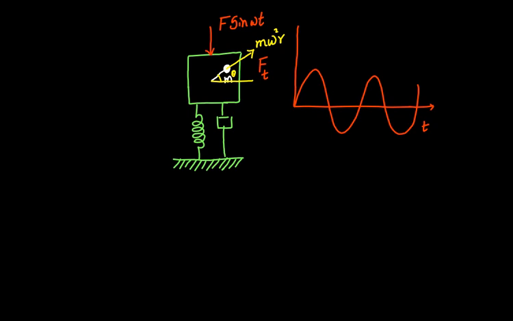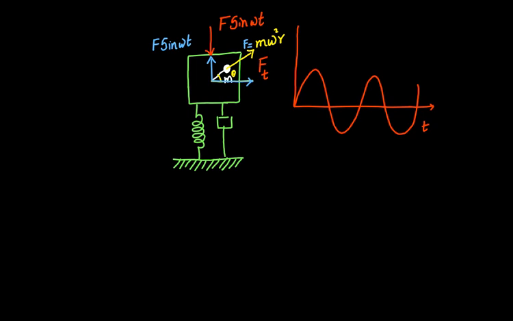If you resolve this force into two components, one along the x direction and another along the y direction, what is the magnitude of the force along the y direction? Maybe you can call this force F, which is m into omega squared into r. The magnitude of the force along the y direction is F into sine omega t. It is m into omega squared into r, into sine theta.